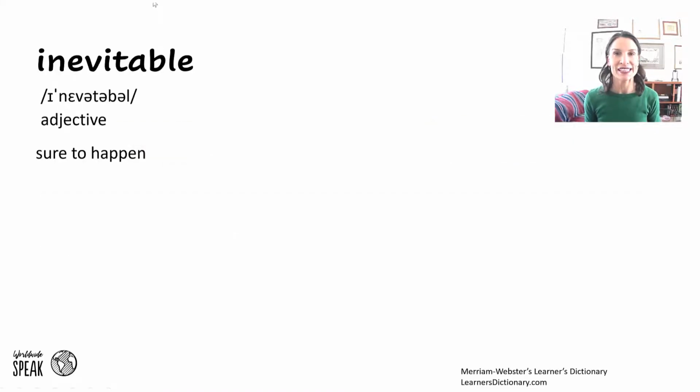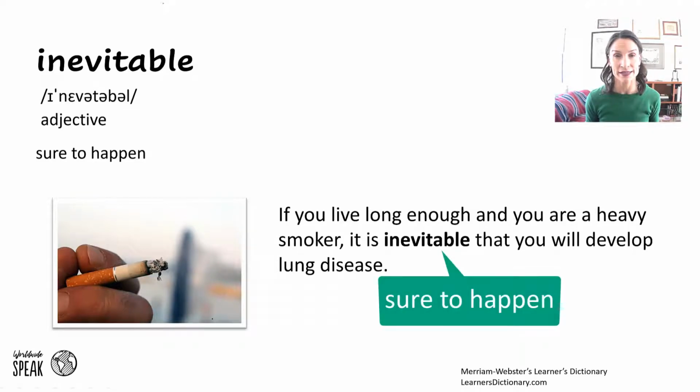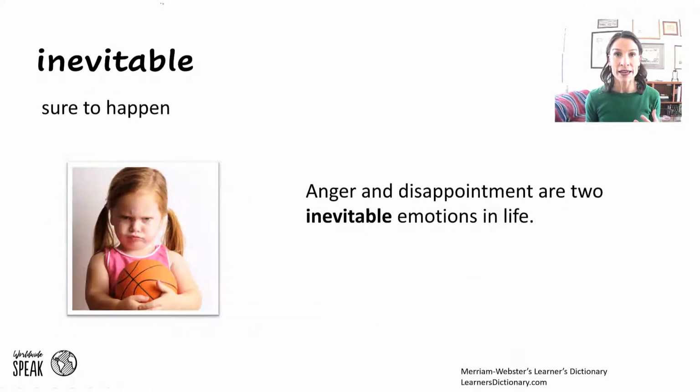Our next word is inevitable. Inevitable. Inevitable is an adjective and it means sure to happen, like unavoidable. If you live long enough and are a heavy smoker, it is inevitable that you will develop lung disease. Unfortunately, this is sure to happen. Or anger and disappointment are 2 inevitable emotions in life.